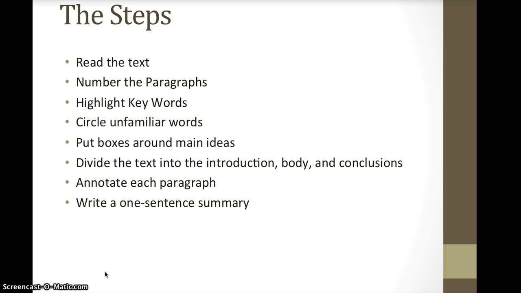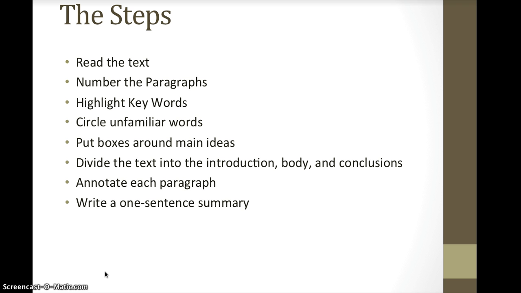Then you're going to circle unfamiliar words. These are words that you don't know the meaning of or aren't sure of the meaning, but you can pretty much understand the gist of the article without knowing them. Then you'll put boxes around the main ideas. You'll divide the text into the introduction, body, and conclusions. Sometimes this is called chunking the text.